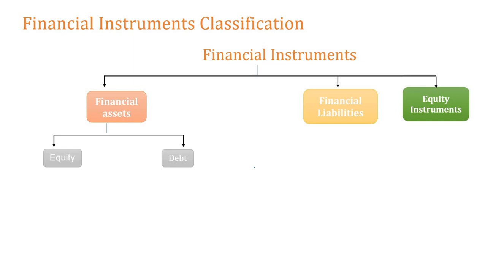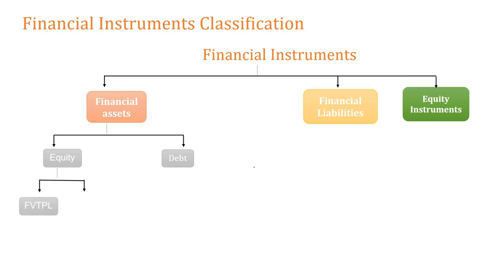Clear? Okay. Now recall your mind. Carefully close your eyes and listen to my words. Financial instruments we divided into three parts. What are those? Financial assets, financial liabilities, and equity instruments. Then these financial assets I subdivided into two parts: equity and debt. I'm going to divide this one layer further. When it comes to equity, I can divide this equity again into two parts.